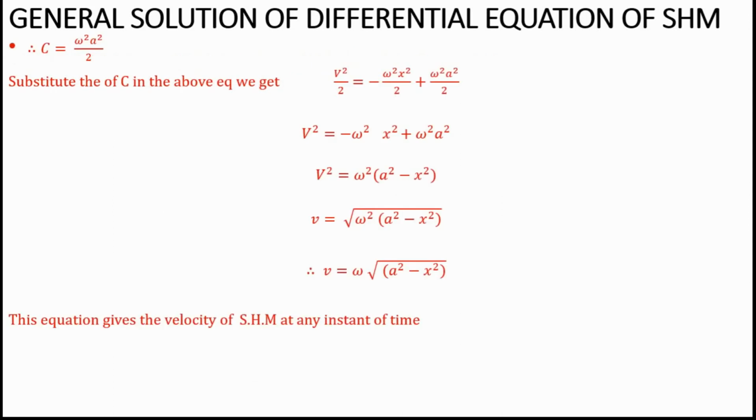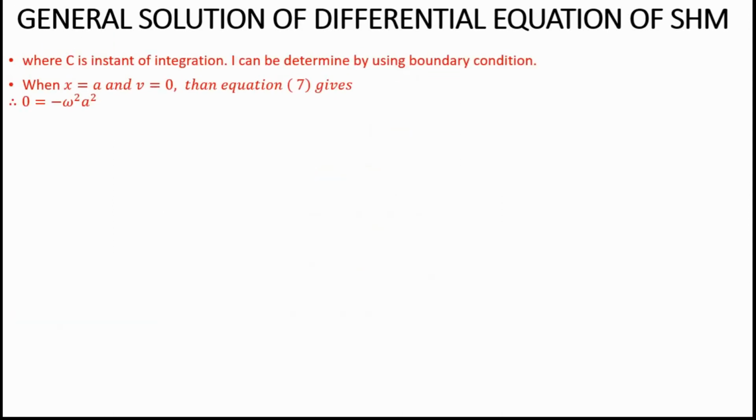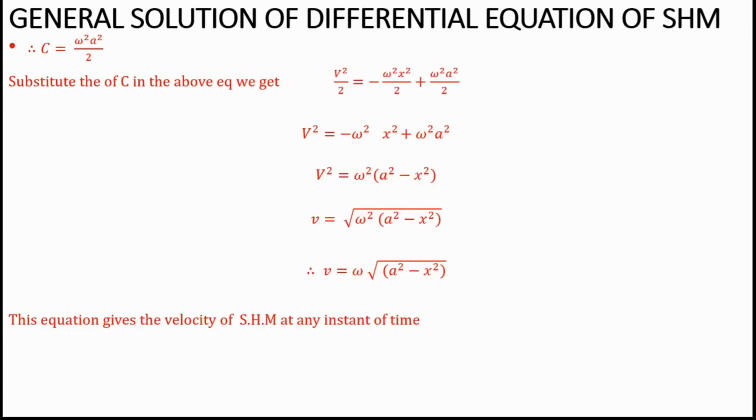Where v is equal to 0, then x is equal to a, so c is equal to omega square a square by 2. Substituting that value, equation 7 becomes v square by 2 is equal to minus omega square x square by 2 plus omega square a square by 2. Now multiplying by 2, we get v square is equal to omega square a square minus omega square x square. Rearranging, v square is equal to omega square into a square minus x square, which means v is equal to plus or minus omega square root of a square minus x square. This equation gives the velocity of SHM at any instant of time.